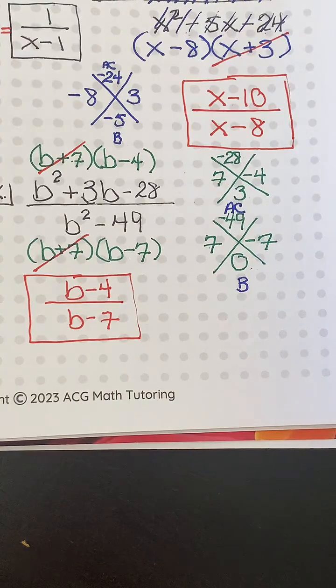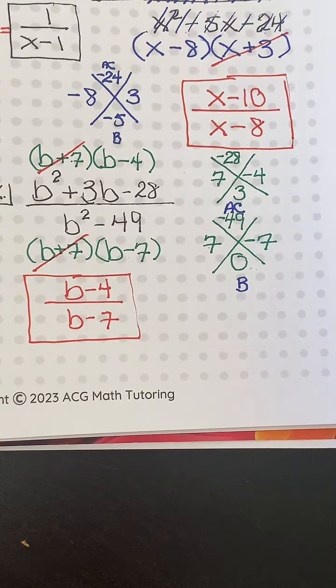What if it was plus 49? You won't be able to factor it. You only have the difference of squares, not the sum of squares. Can't factor it. Because you'll never get a 0 if it's plus.